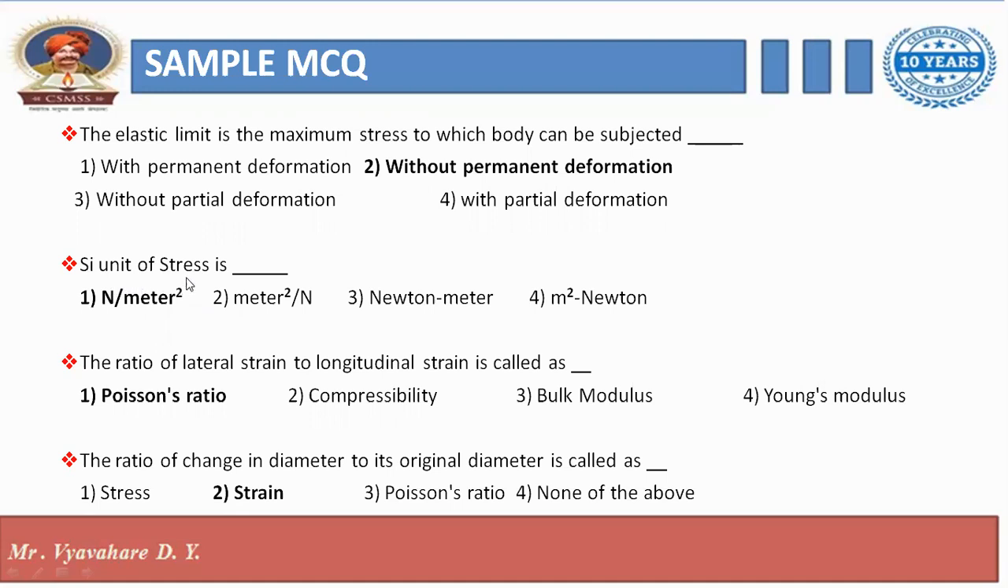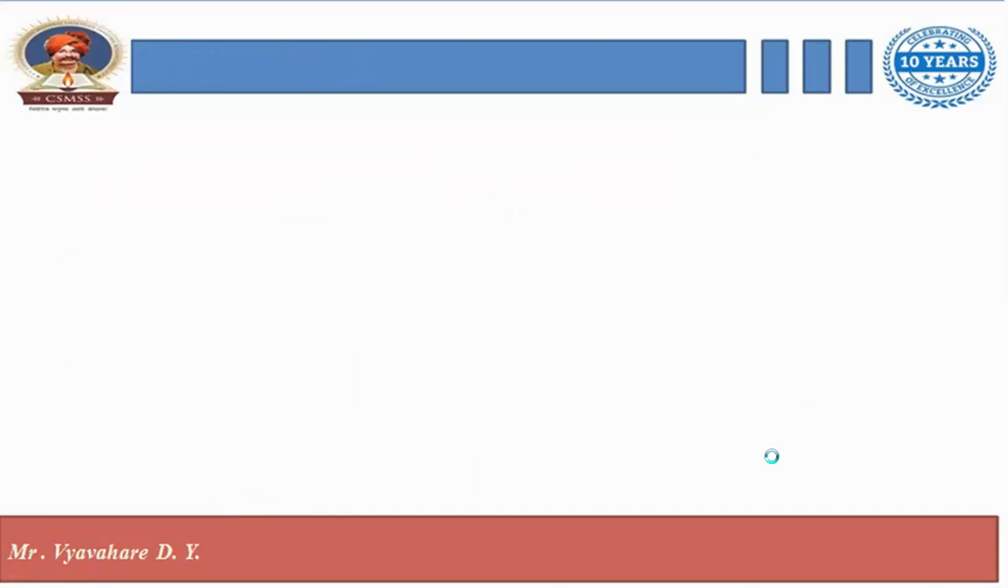The SI unit of stress is Newton per meter square. The ratio of lateral strain to the longitudinal strain is called Poisson's ratio, and the ratio of change in diameter to the original diameter is called strain. So the questions can come like this.